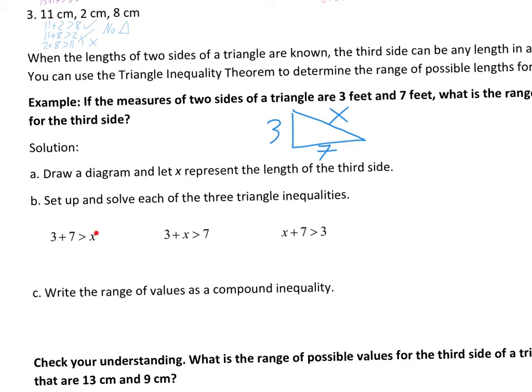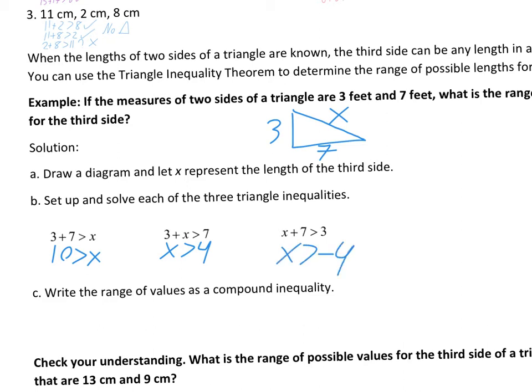3 plus 7 is greater than x. 3 plus x is greater than 7. x plus 7 is greater than 3. We now solve for our x's, isolate our x's. So 10 is greater than x. x plus 3 is greater than 7. We need to subtract 3 from both sides. x is greater than 4. x plus 7 is greater than 3. We have to subtract 7 from both sides. x must be greater than minus 4.